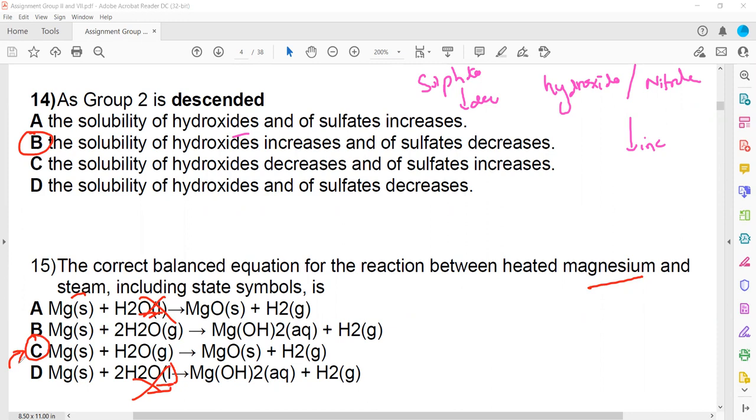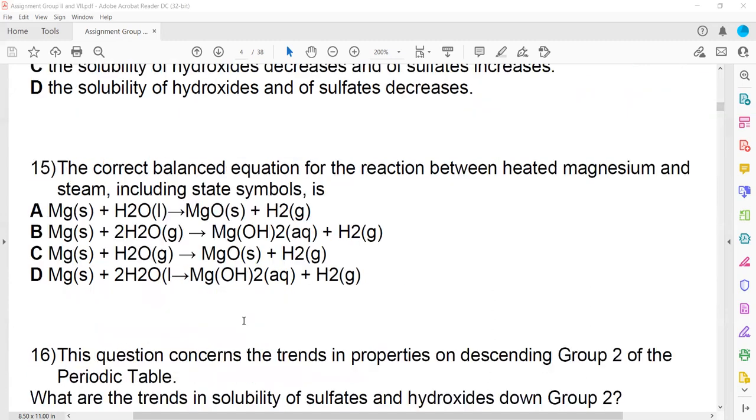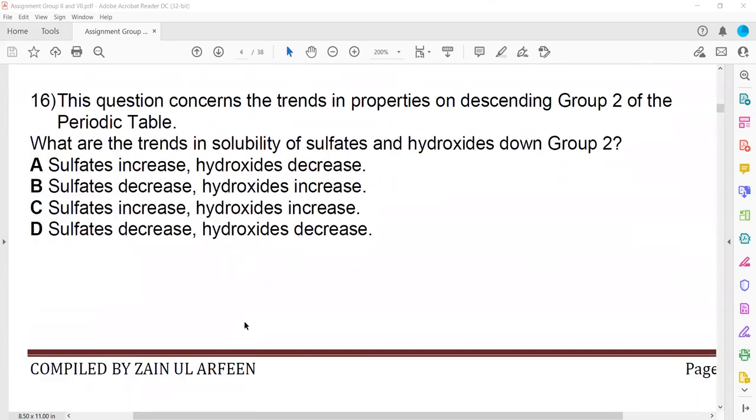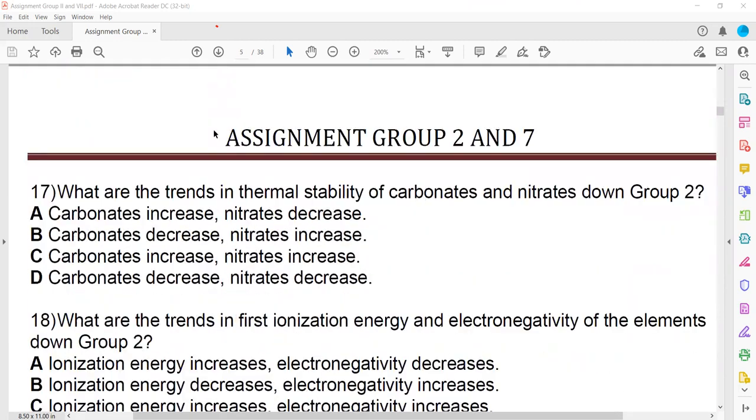In terms of reactivity, potassium, sodium and calcium can react with cold water. The rest can react with steam. And lead and below cannot react with cold water or steam. This question is concerned about the trend in group 2 as we go down. What happens to solubility? Sulfate decreases, but for hydroxide, it increases. That's why B is the right answer. So as you can see, you have to learn this trend of what happens when we go down the group.